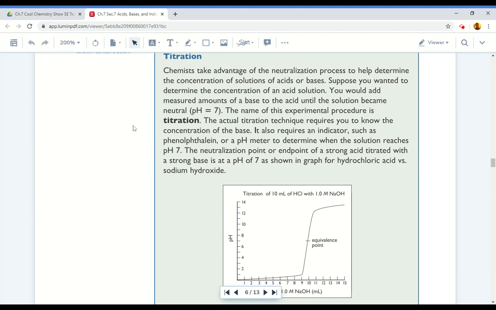The actual titration technique requires you to know the concentration of the base. It also requires an indicator such as phenolphthalein or a pH meter to determine when the solution reaches the pH of 7, which is neutral. The neutralization point or endpoint of a strong acid titrated with a strong base is at a pH of 7, as shown in the graph for hydrochloric acid versus sodium hydroxide.